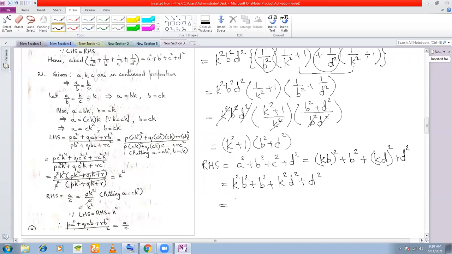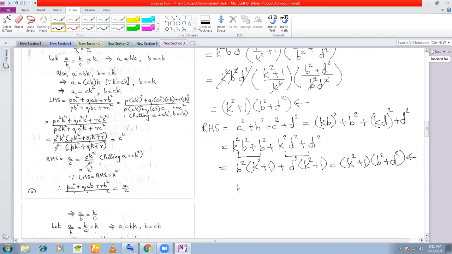square. Okay, so from these two I can take B square common. I'm left with K square plus 1. Again from these two I can take D square common. I'm left with K square plus 1, which is equal to K square plus 1 into B square plus D square. So what you see here is left hand side was K square plus 1 into B square plus D square, and the right hand side also here is K square plus 1 into B square plus D square. Hence left hand side is equal to right hand side. Okay, so that is all what you need to do here. Fine.